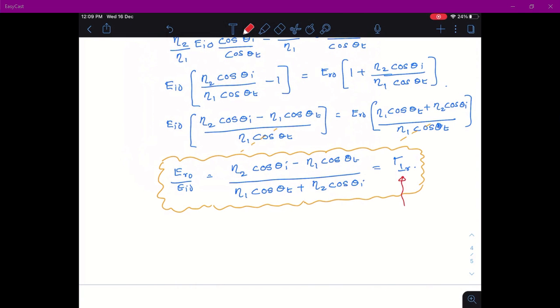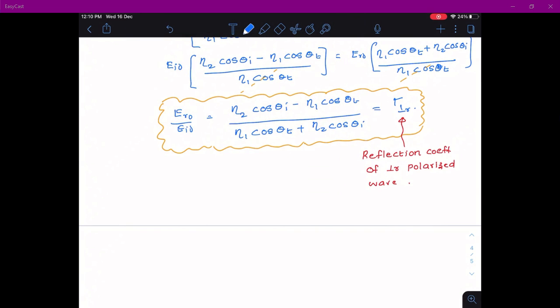So, this is the reflection coefficient of perpendicular polarized wave. This is similar to that of the expression that we had derived for parallel polarization, but there are some subtle changes. You can analyze and find out what are the changes. Also, you can prove that 1 plus tau reflection coefficient is equal to the transmission coefficient. So, you can write as a homework to prove this.